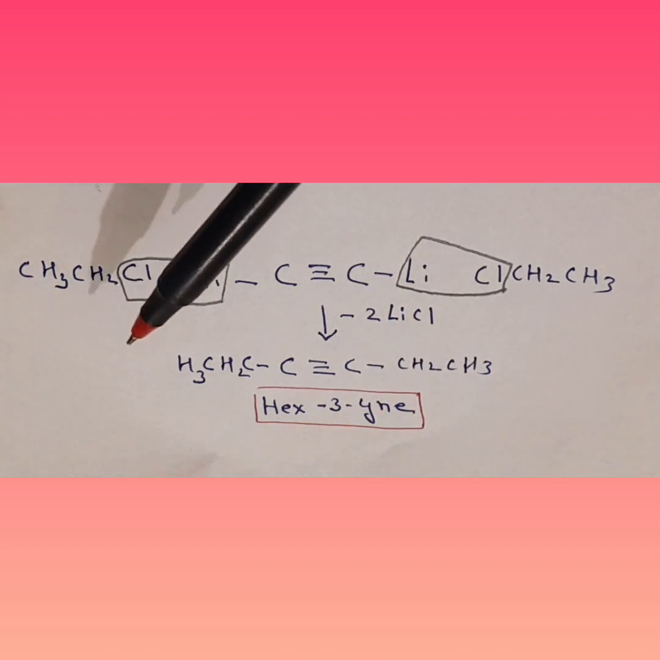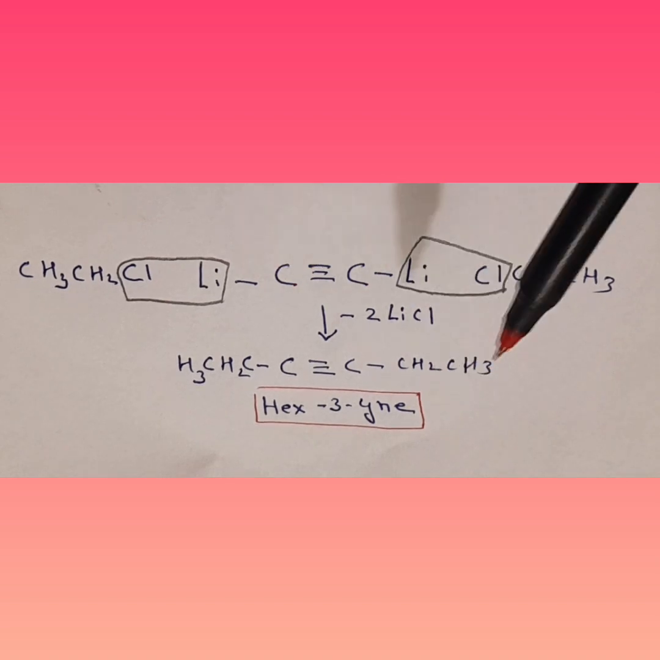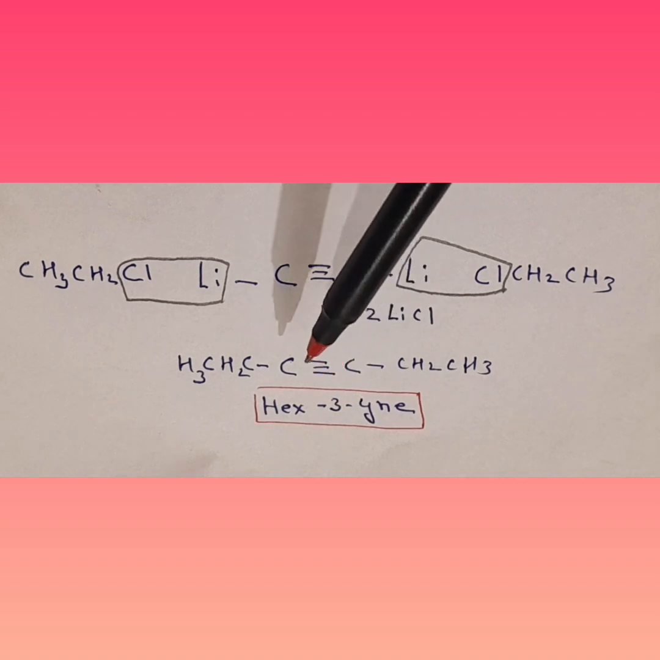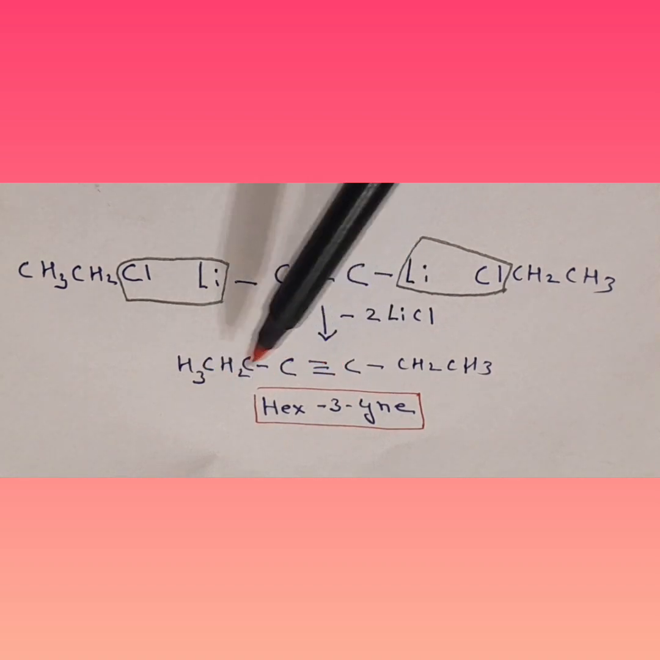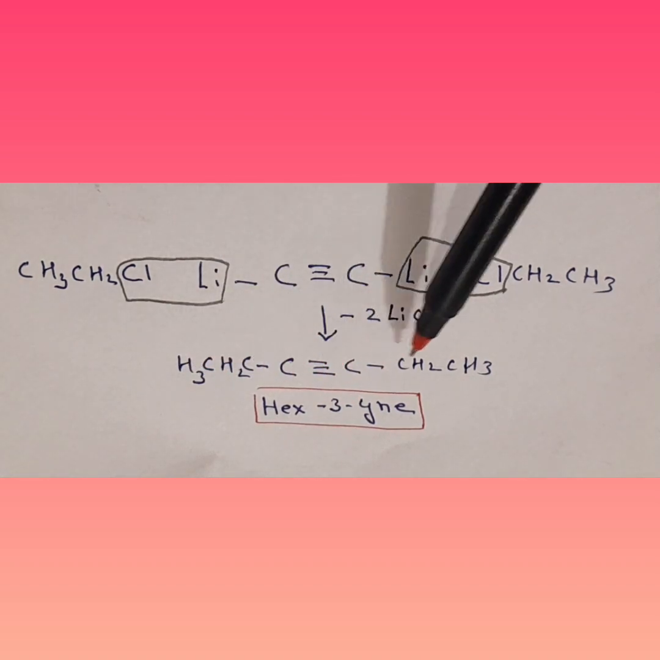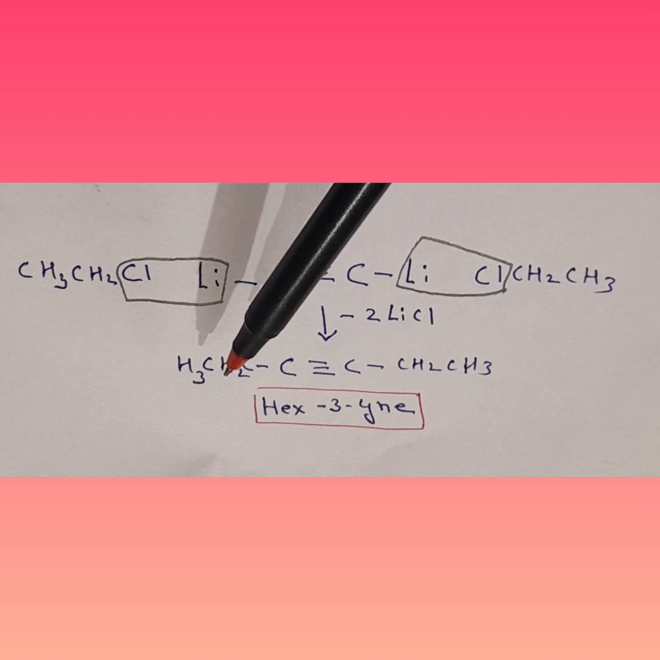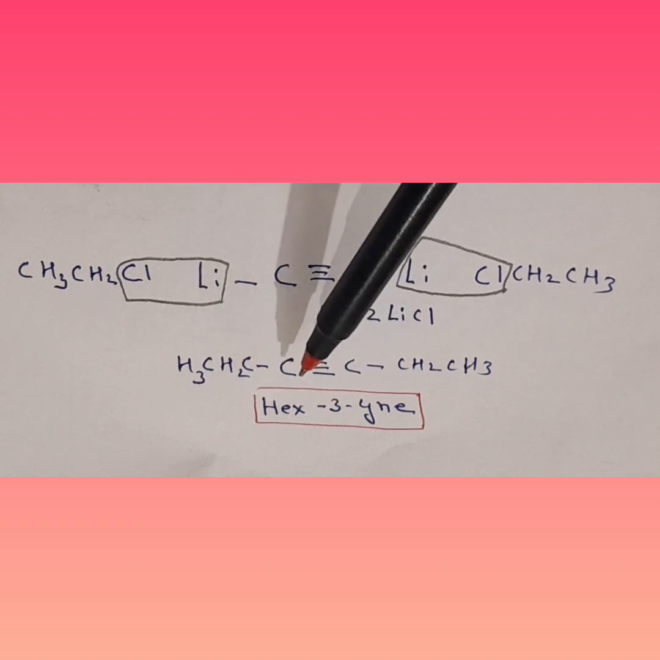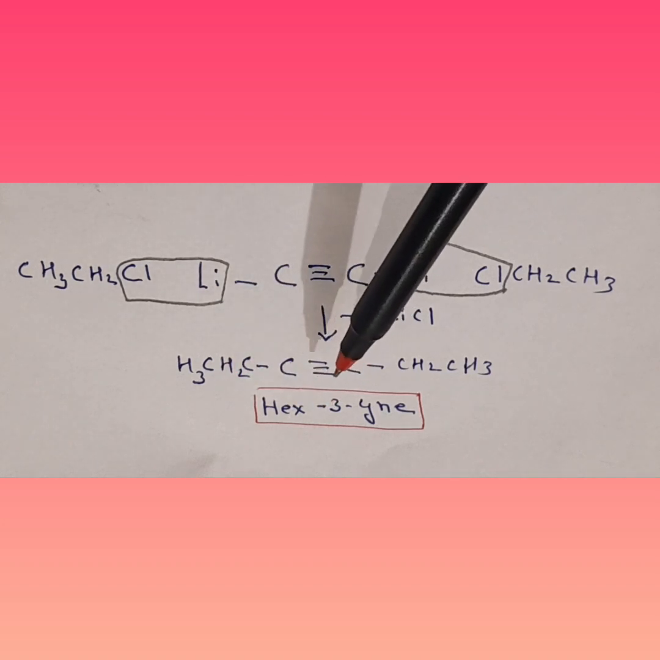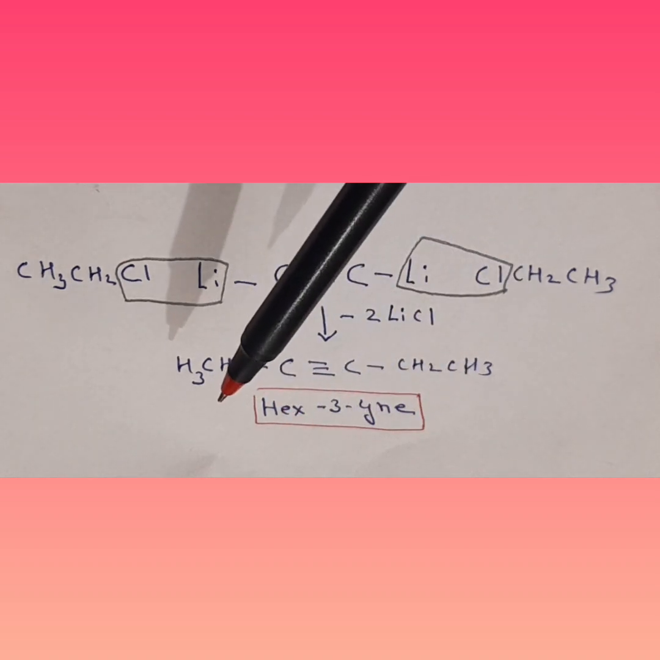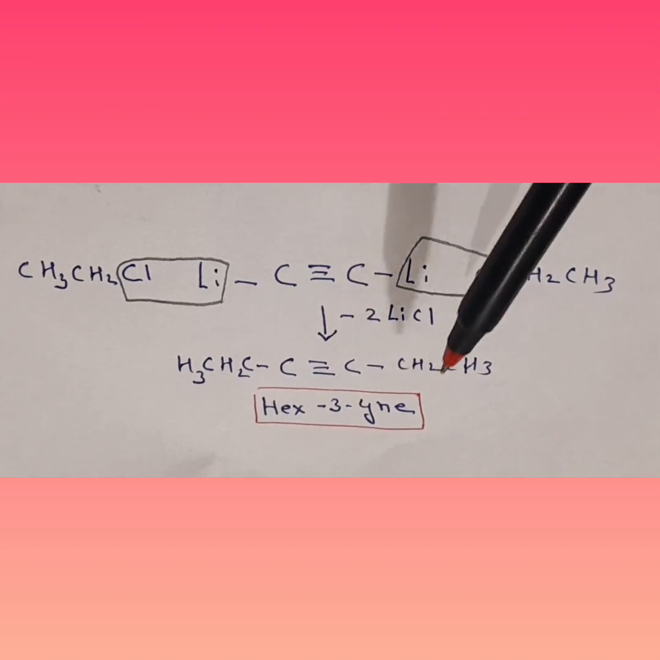How? This ethyl gets condensed with this carbon. This ethyl gets condensed with this carbon. So what we find is C2H5, C2H5, 2 ethyl groups attached to 2 carbons. Now this is a 6 carbon compound, so hex, and in third position we have a triple bond, so it is 3-yne. So the molecule is hex-3-yne.